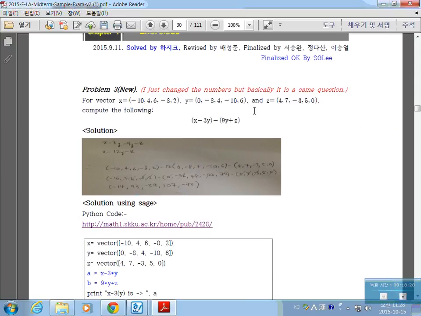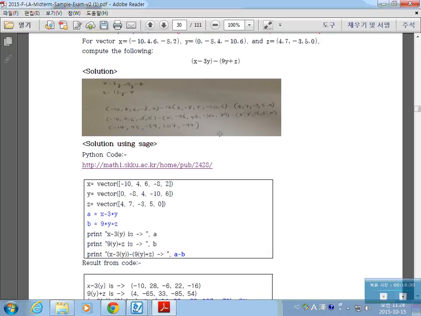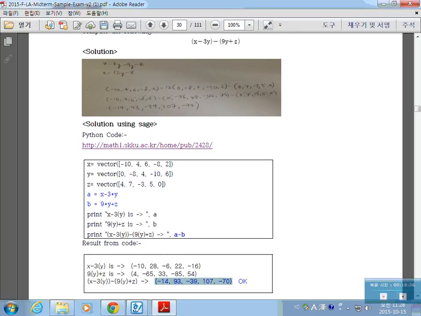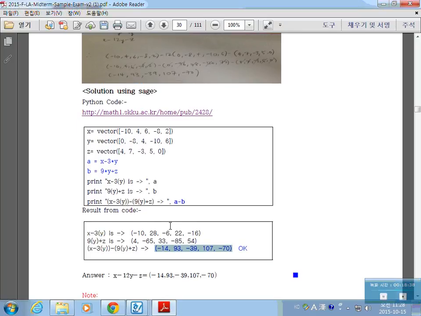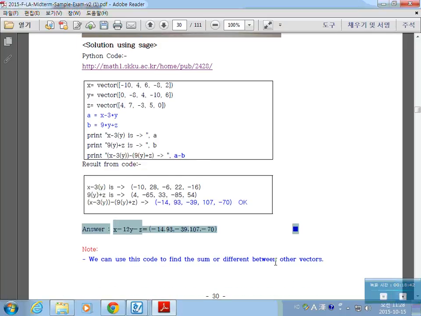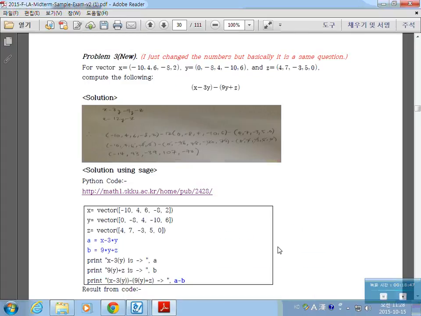Okay, and Mr. Hajik solved his problems, and he double-checked his answer with this. So this answer is the same as this. So he wrote his answer with confidence, and he now knows he can do the computation of those vectors with many.